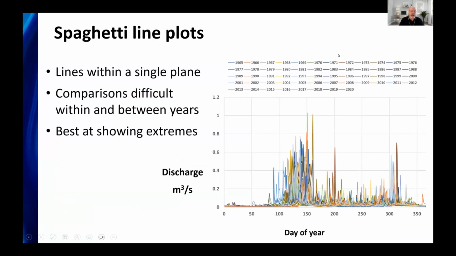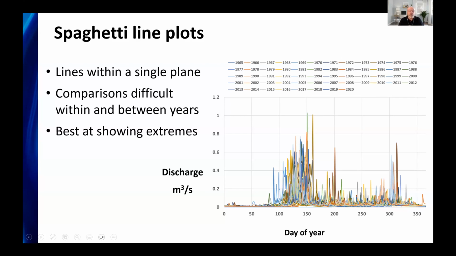Another way of displaying a lot of data is what we call spaghetti line plots. We're taught that these are lines within a single plane. Again, it is difficult to do comparisons within and between years, although it's helpful for looking at extremes. But unfortunately, since we're reusing colors for the different years, even if I see a spike here, I just don't know which year it's associated with. However, it's this plot which opens up the opportunities for us to show the data a little bit better.